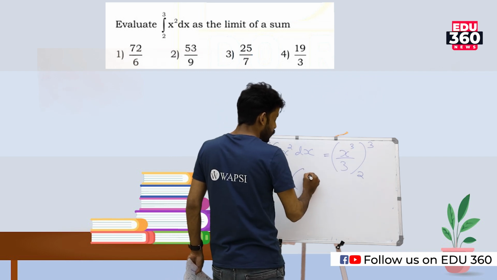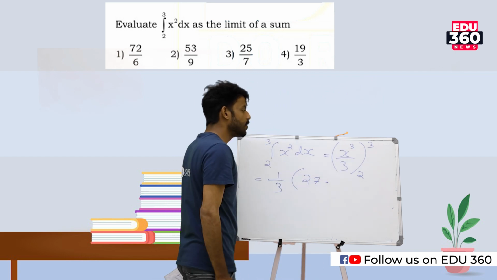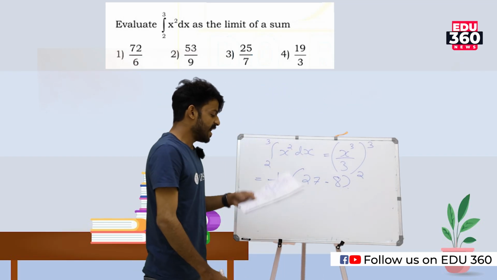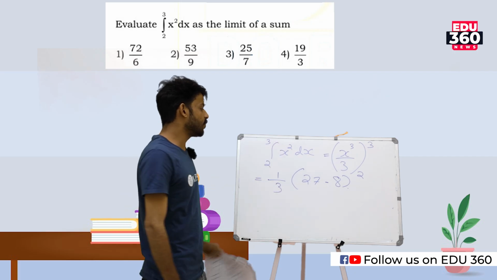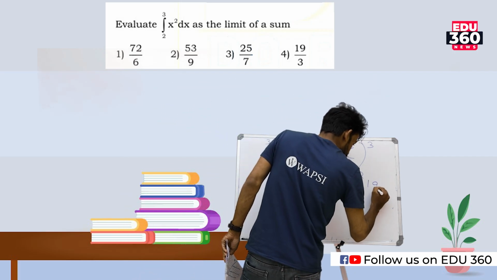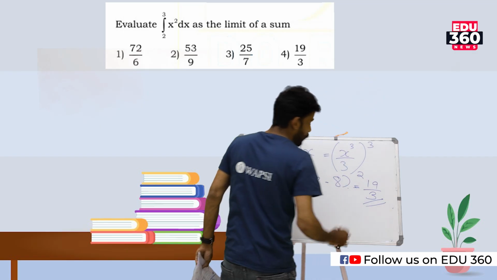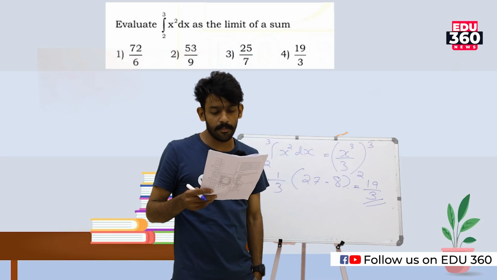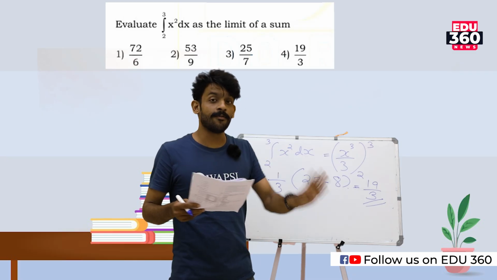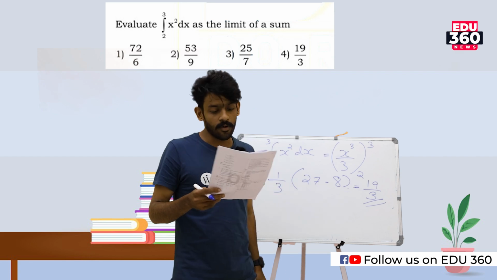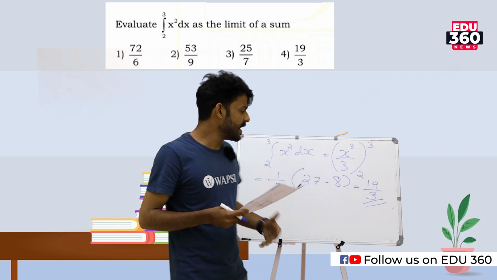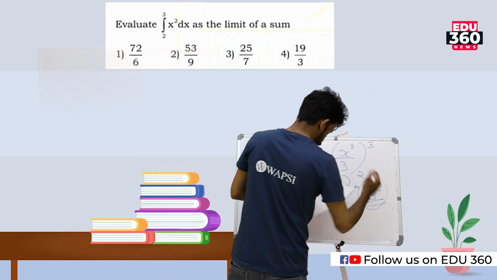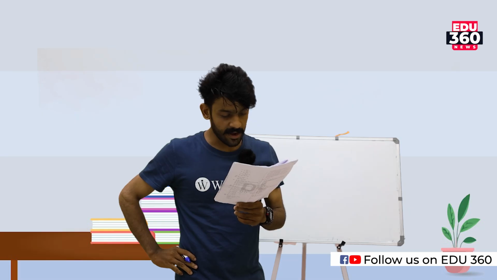Yes, x cube. So 3 cube is 27, minus 2 cube. What is the value of 2 cube? That is equal to 8. Okay, so 27 minus 8 is 19, so that means 19 by 3. So for this question, the correct answer is 19 by 3. Now look at the options. You can see the fourth one is the correct answer, 19 by 3. So we can move on to the next one.